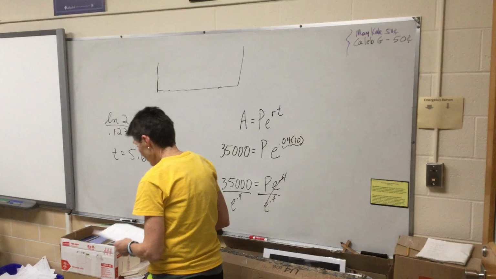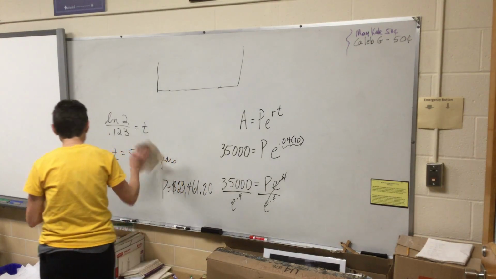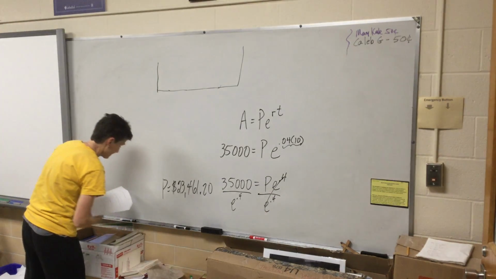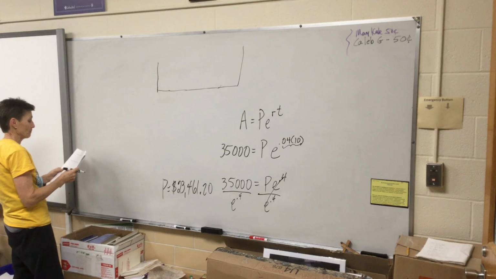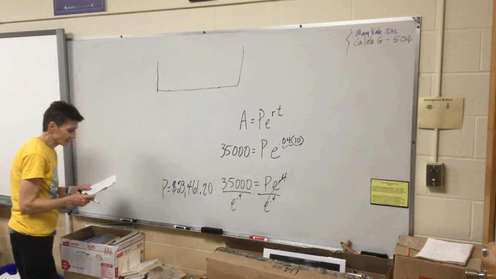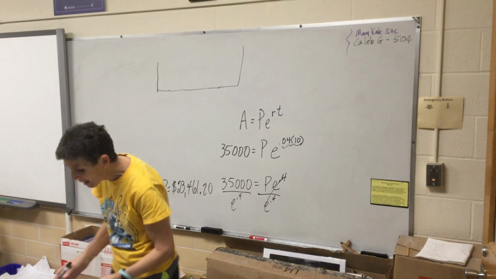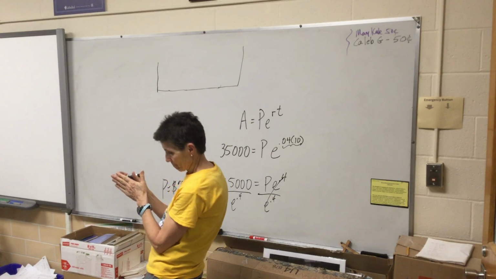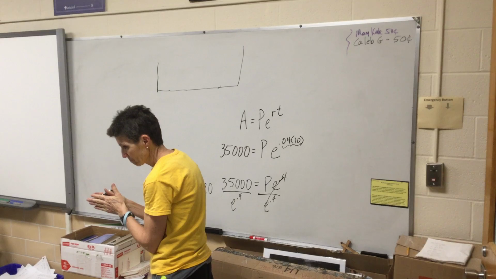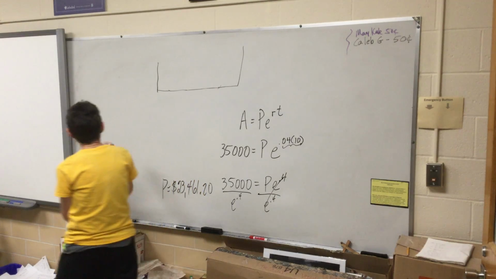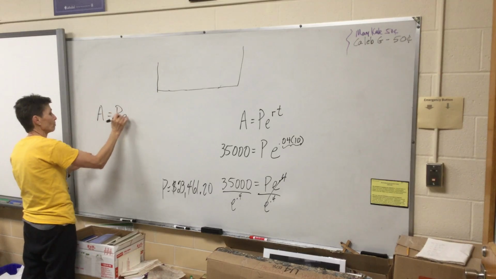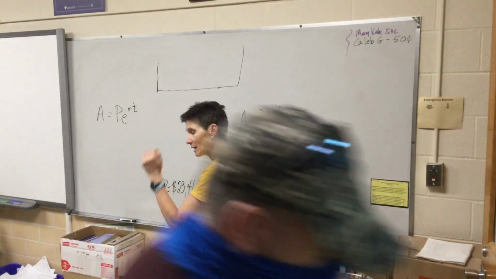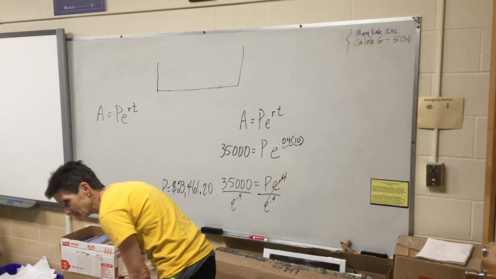All right, one more. Find the decay constant of an element if its half-life is 10.2 years. Which formula? That would be the A equals P times e to the rt. That's right. This is a PERT problem. Remember, we only use the other formula when we are compounding a certain number of times a year.